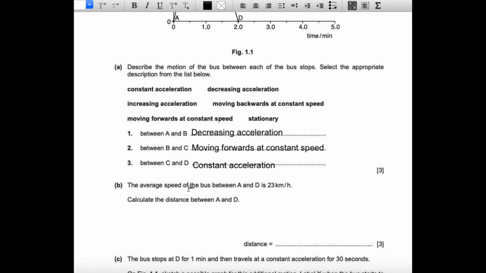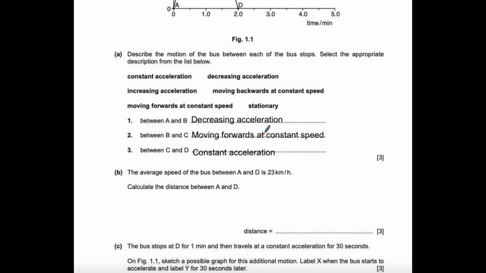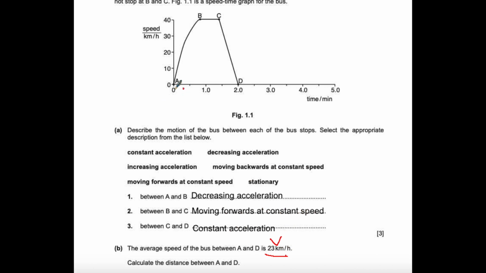Part B: The average speed of the bus between A and D is 23 km per hour. So this is the speed, and we can write it in the given. Calculate the distance between A and D. Let's return to the graph between A and D. Actually, we want to get the time here. Between A and D, we have 2 minutes, from 0 to 2. So the time between A and D will be 2 minutes.